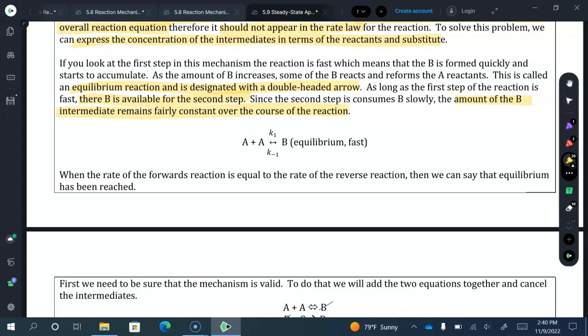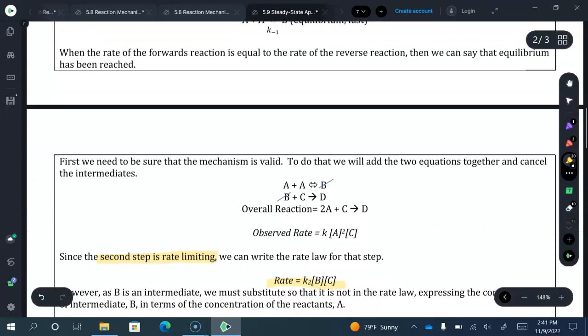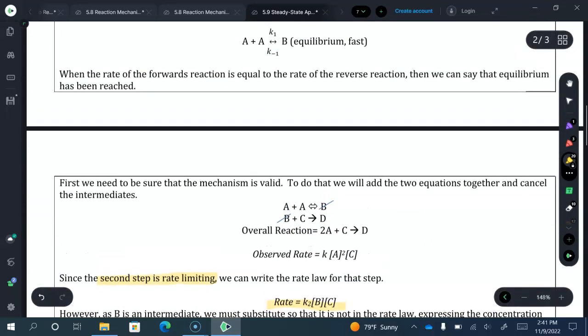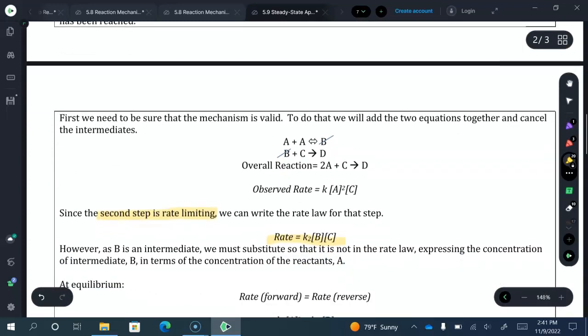Since the second step consumes B slowly, the amount of B intermediate remains fairly constant over the course of the reaction. When the rate of the forward reaction equals the rate of the reverse reaction, we say that this is at equilibrium. It's still reacting, but the rates are the same going forward and reverse.